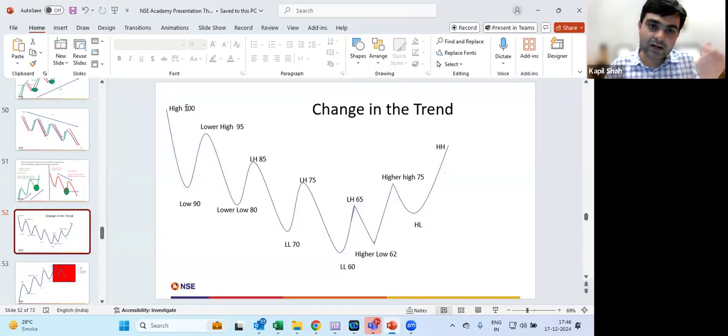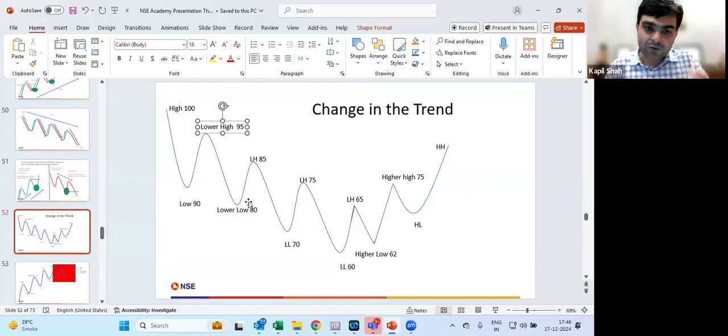So let's say my earlier high was 100 rupees, then 90 rupees. Then my prices went up. It came to 95, but it was not able to move above my previous high. Prices have fallen down, and it has fallen down to 80 rupees. It is moving lower than my previous low. So I call it a lower high and lower low sequence. As long as my lower high and lower low sequence is intact, I am negative in that particular trend.